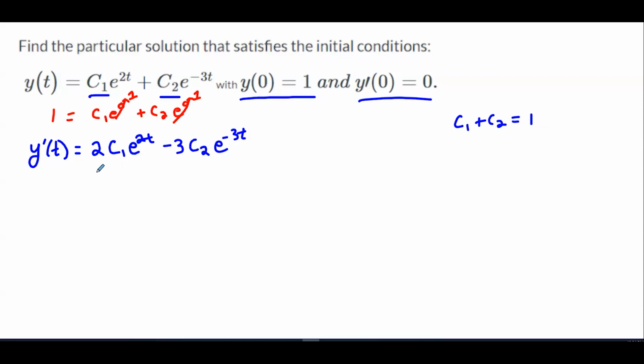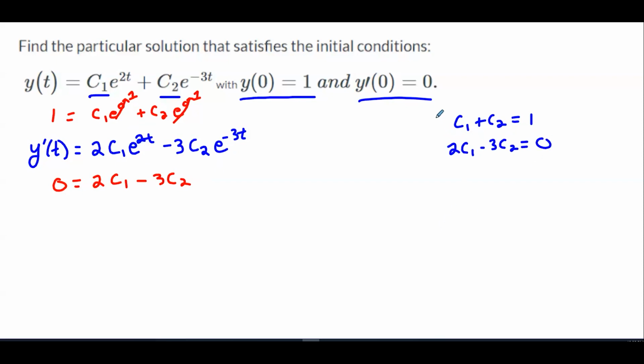And we're going to do the same thing with y prime. Y prime of 0 equals 0. So say this is equal to 0. And I'm going to plug in 0 for t. So just like before, e to the 0 is equal to 1. So I'm not going to bother writing that down. Again, e to the 0 equals 1. So I get this equation. So this says that 2c1 minus 3c2 equals 0.